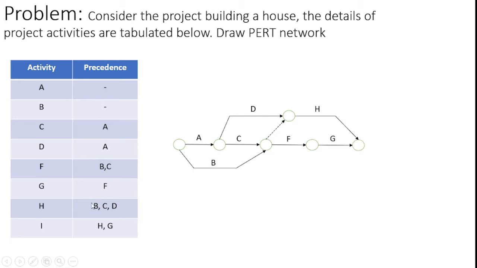After this, B, C, D is the precedence of H. How can I represent the H? After completing B, C, D, the three activities are completed. B, C are completed at this node, and D also completed at this node. Here I introduce a dummy activity for combining BC activity with the D. Here I can start the H. After this dummy activity, I can start the activity H. I can represent the H activity with the arrowhead like this.